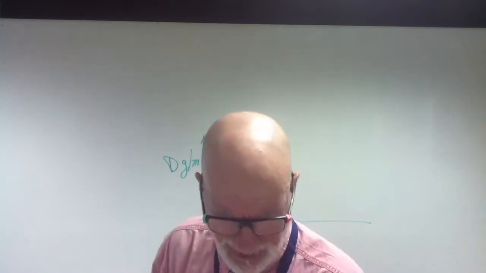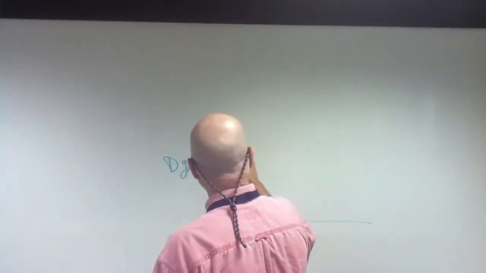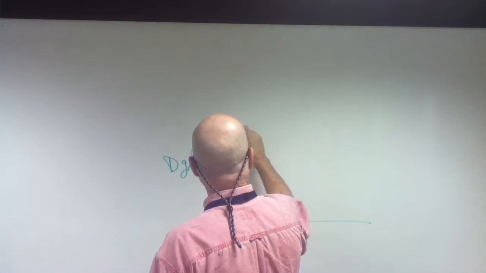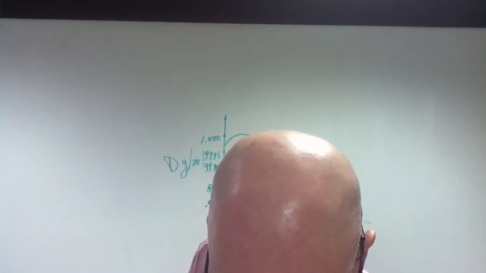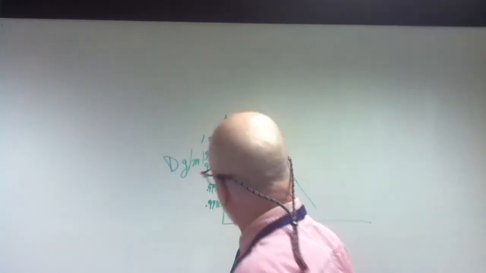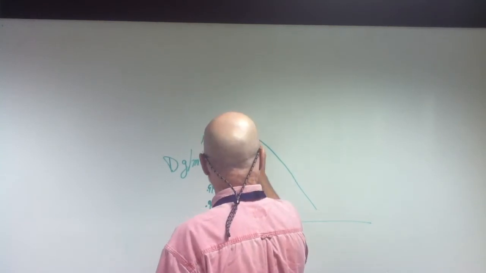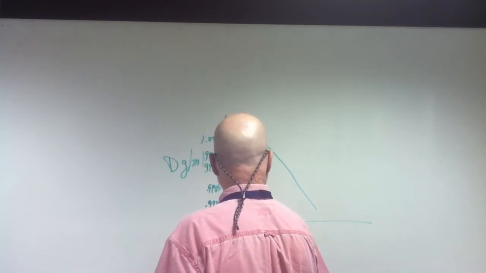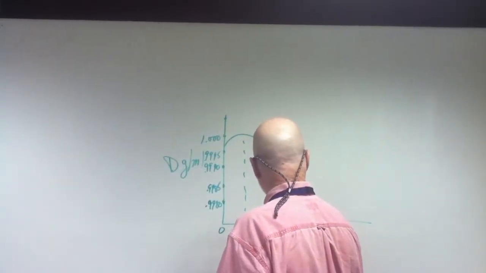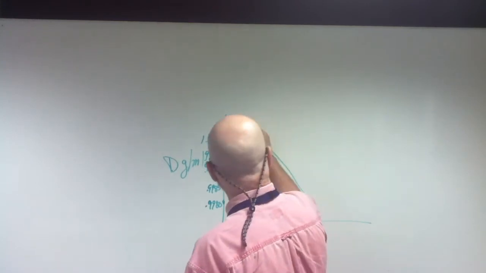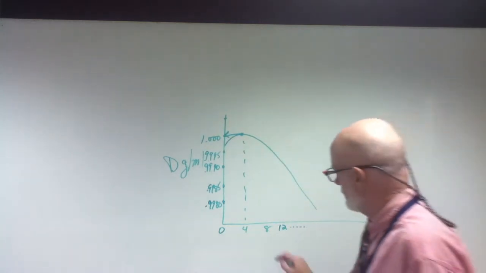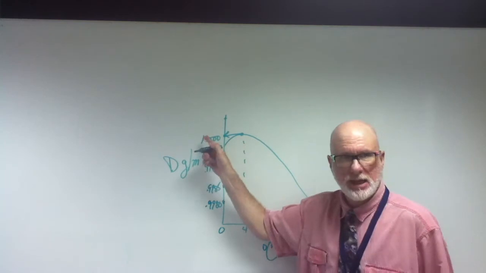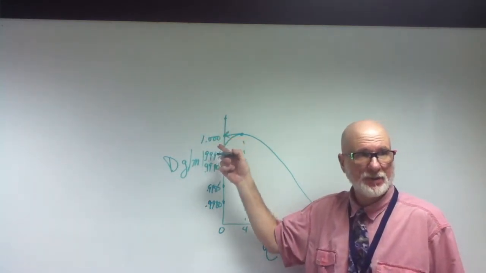And then it goes something like this-ish. Right? Where the significant point is, this is 0, 4, 8, 12, etc. I don't really care what that is. This is at 4 degrees Celsius. At 4 degrees Celsius, water is most dense, correct?